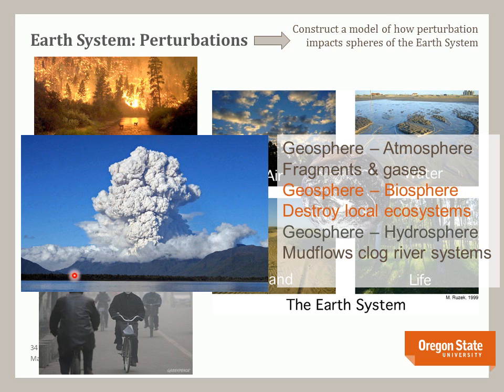Now, in this eruption, the geosphere also impacts the biosphere by destroying local ecosystems. So there is your geosphere to biosphere. The geosphere also impacts the hydrosphere. Mud flows, such as lahars, can clog river systems and change the courses of rivers. So this is a very simple narrative model, if you will, of how the impact of a volcanic eruption is propagated through different parts of the Earth system.